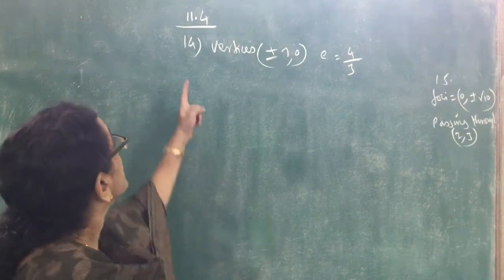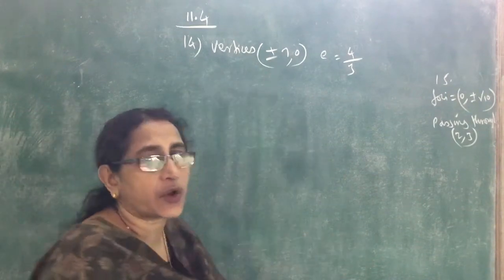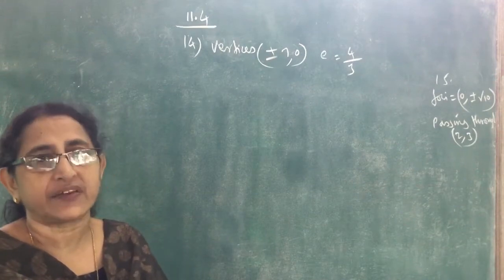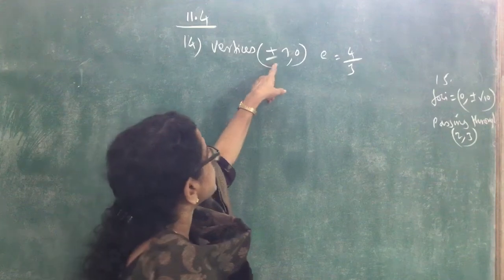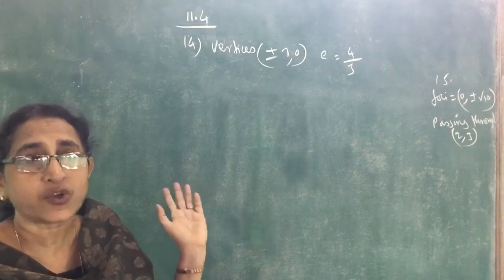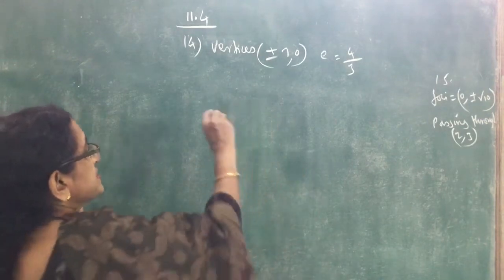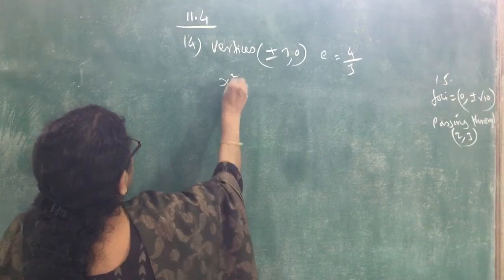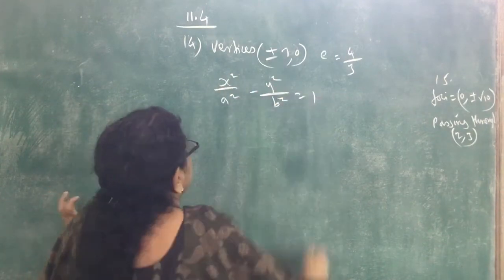11.4, 14th one. Given that vertices are plus or minus 7, 0 and e equal to 4 by 3, we have to find the equation of the hyperbola. Here the vertices are plus or minus 7, 0, that means the y coordinate is 0, that means it lies on the x-axis. So it is the first type hyperbola. The first type hyperbola equation is x square by a square minus y square by b square equal to 1.